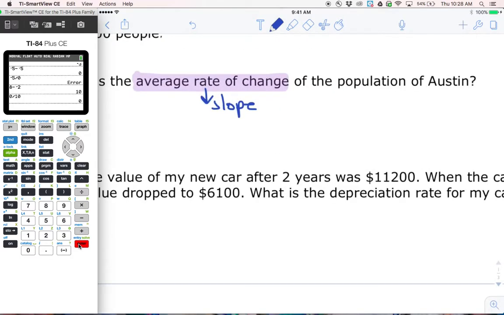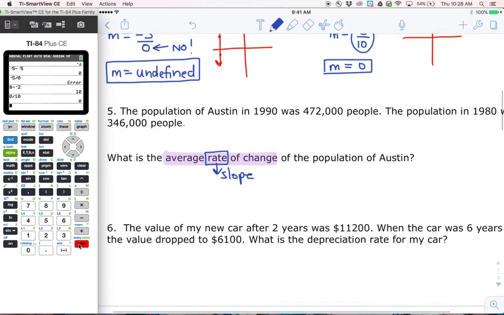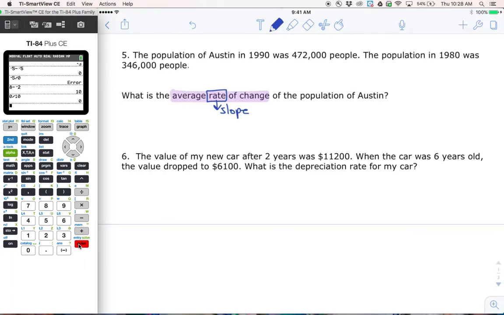In fact, if you see the word rate, that is a really, really strong indicator that we're talking about slope in a problem. The reason I want you guys to understand that we're talking about slope is because I hope that when you think of slope, you think of change in y over change in x. Right? I hope that that's what you think about when you think about slope. So we're comparing the change in something. So let's read the problem.